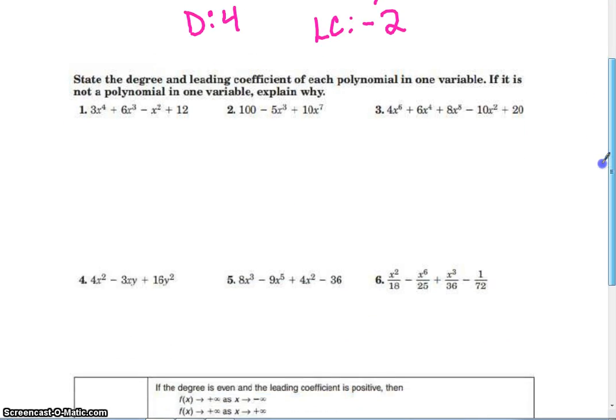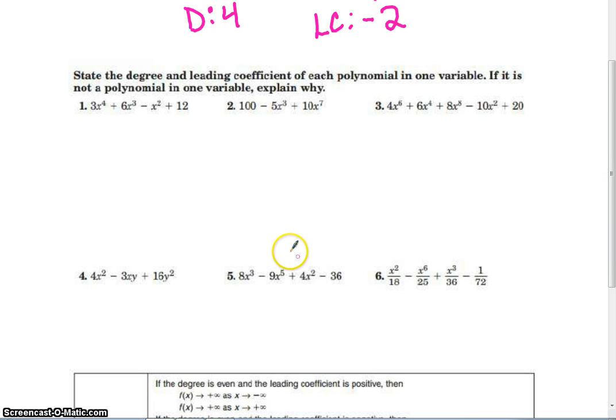So looking down here, state the degree and the leading coefficient of each polynomial. If it is not a polynomial in one variable, explain why. So we only have one variable, so it will work. So I'm going to find my degree and my leading coefficient. My degree is going to be the largest exponent that I ever have, so my degree is 4. The leading coefficient will be the number in front of that term, and so it will be 3.